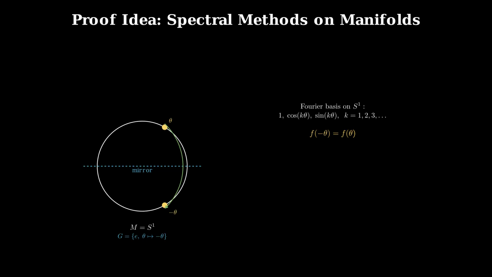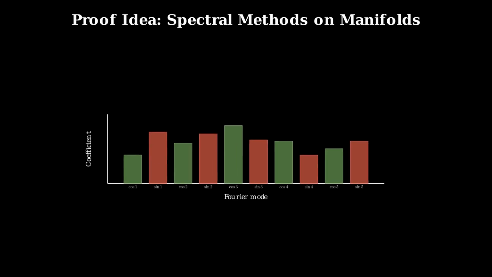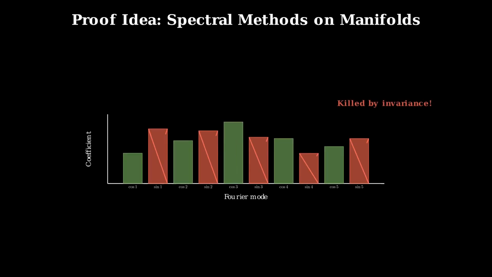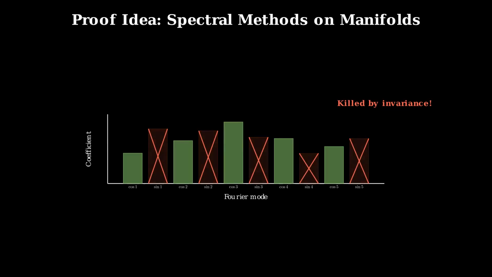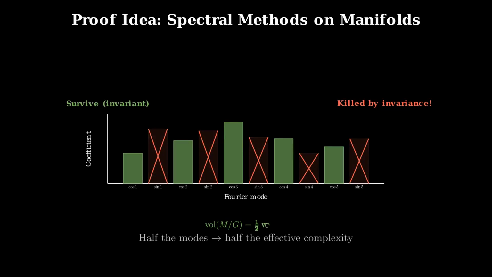Now, an invariant function satisfies f of minus theta equals f of theta. Since cosine of minus k theta equals cosine of k theta, all cosine modes are invariant. But since sine of minus k theta equals negative sine of k theta, all sine modes are antisymmetric and must have zero coefficient. So only cosine modes survive, exactly half the Fourier basis. This means the invariant function space has half the effective degrees of freedom.